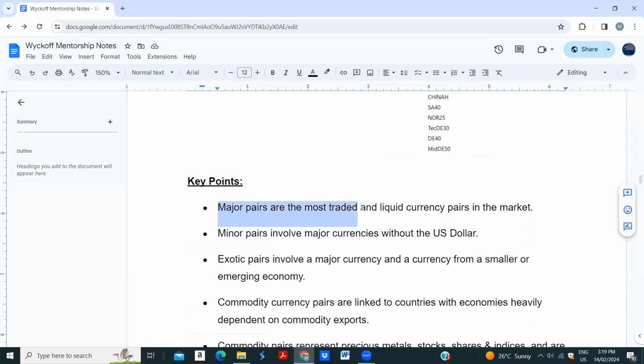Now, key points. Major pairs are the most traded and liquid currencies in the Forex market. These are the most traded and these are the most liquid. So always focus on major pairs. Minor pairs involve major currencies without US dollar. These are also very important. You can trade both major pairs and minor pairs, but always avoid these exotic pairs. Exotic pairs involve a major currency and a currency from a smaller or emerging economy. Remember that. So when the economy is small or the emerging economy, when we combine it with the major currency, we get an exotic trading pair or the exotic forex pair.